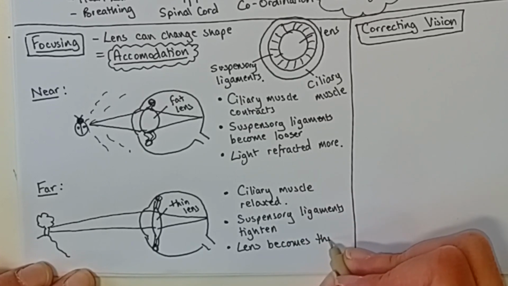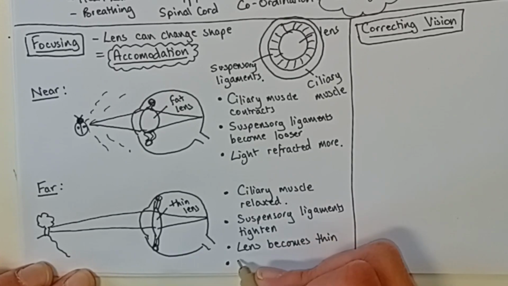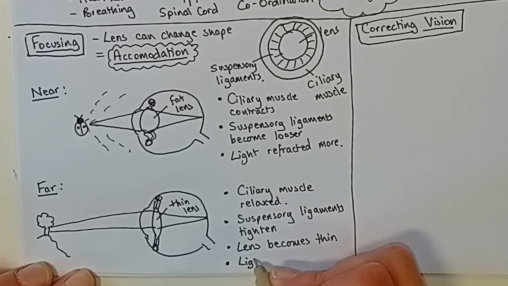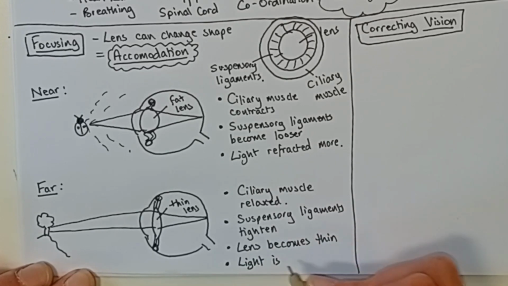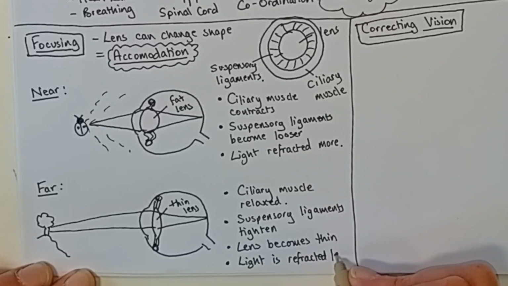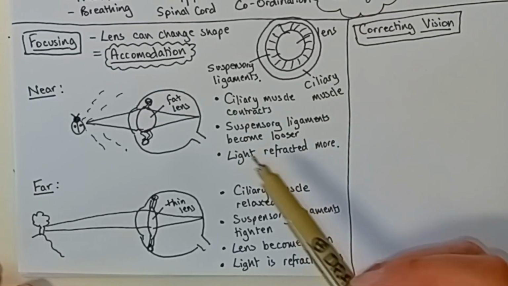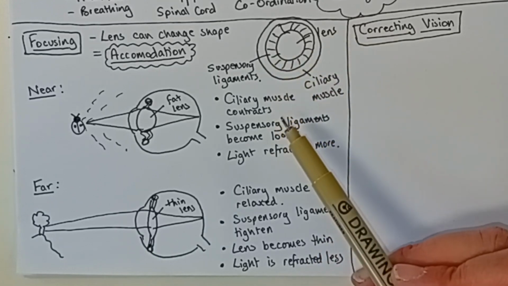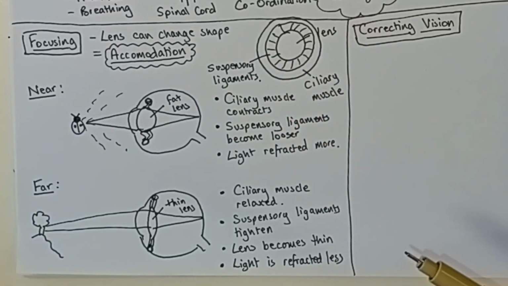So the lens becomes thinner, and so the light is refracted less. Counterintuitive that, because the ciliary muscle is round. Okay, you might need to stop and have a little think about that for a minute.